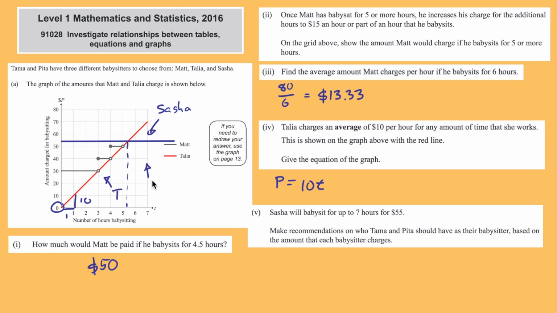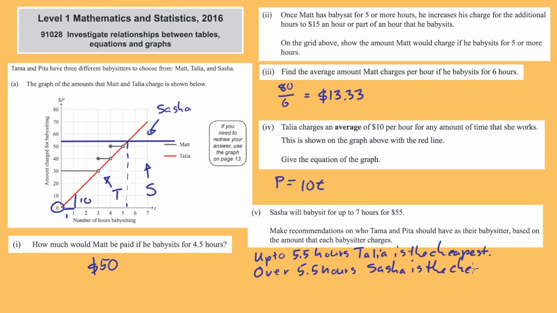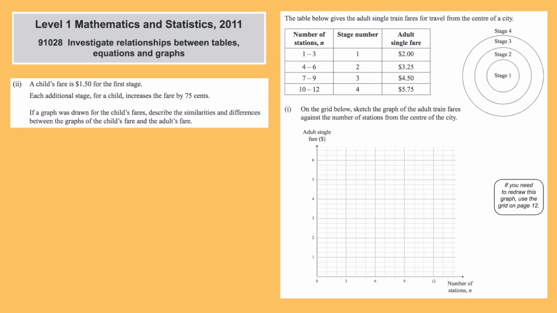Tama and Peter want to pay the lowest amount of money, so between the three graphs we are looking for the lowest one. Up to 5.5 hours, Talia is the cheapest. Above that, Sasha is the cheapest, and at exactly 5.5 hours, they charge the same. Matt is never the cheapest. Let's have a look at one more example. Pause the video and read it first.